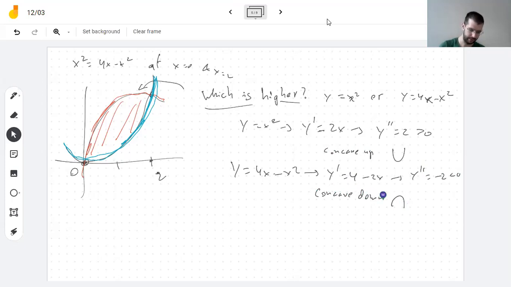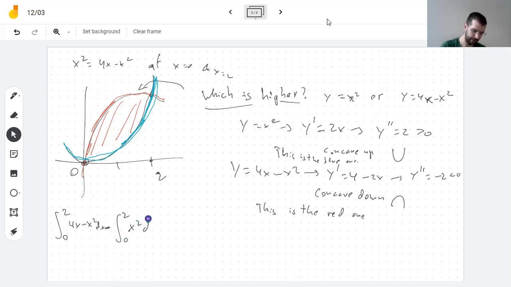So I guess this means this is the red one, and this is the blue one. Okay, so I have to do the integral of the one that has the bigger integral, the one on the top, minus the integral of the one on the bottom. That's the area I want.